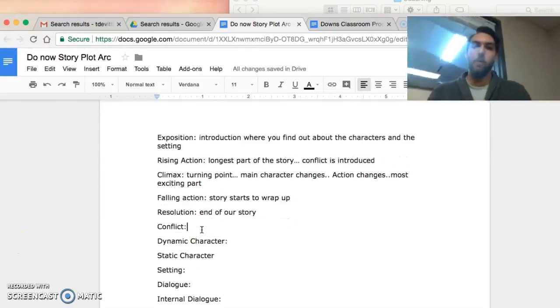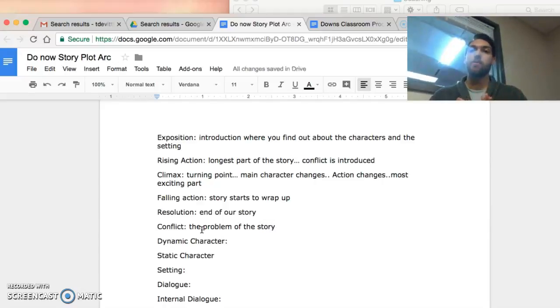Okay, so like we talked about with conflict, this is the problem of the story. It could be a problem between characters, could be a problem with the character within themselves, could be a problem with the character and the setting that they're in. Any type of problem is what the conflict could be. And remember, this is going to be found in the rising action.